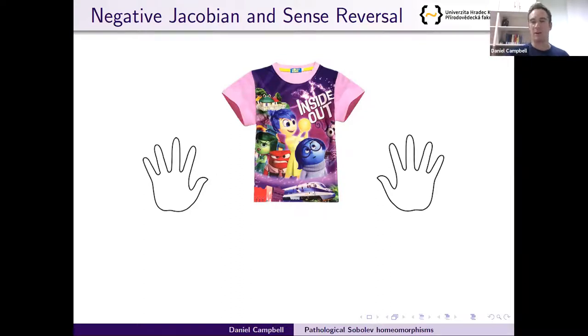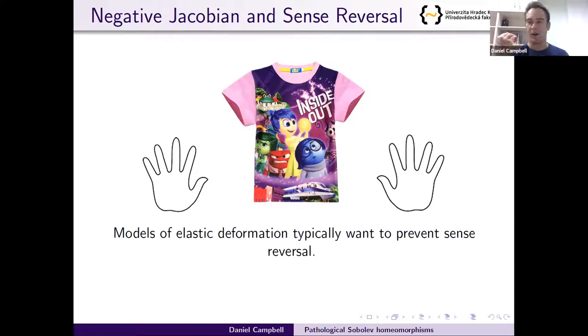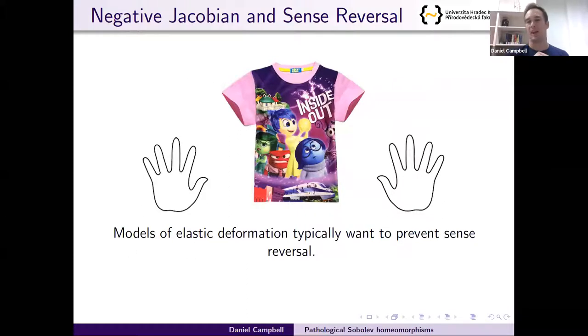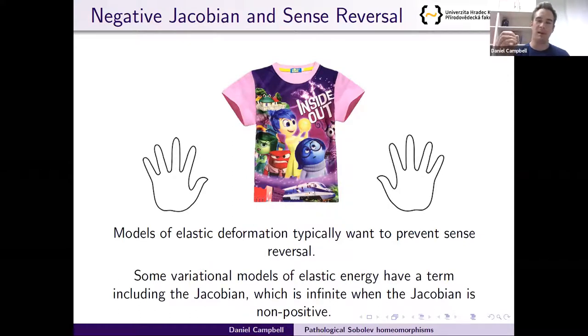Which, okay, for a shirt is fine, but for a three-dimensional elastic body, we kind of want our models not to allow this to happen, right? So how do they want to prevent sense reversal? Well, they'll prevent the Jacobian being negative, right? So basically sending the energy to infinity whenever the Jacobian is non-positive. Right, so that's how sense reversal and the sign of the Jacobian starts to blend in with nonlinear elasticity.